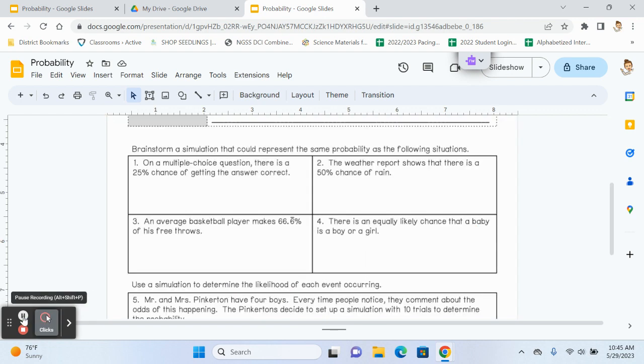We're going to brainstorm a simulation that could represent the same probability as the following situations. On a multiple choice question, there is a 25% chance of getting the answer correct. Well, let's take what we know about 25%. 25% means 1/4. So you want to think of something that you could have a 1 out of 4 chance. I know that it's not going to be flipping a coin because that's only two sides. I know it's not going to be a deck of cards because there are 52 cards in a deck. So I have to get creative with this.